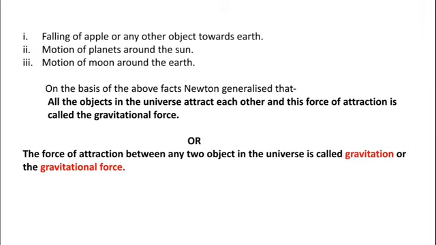So students, it is clear that there is force of attraction between every two objects in the universe. But what will be the magnitude of this force? What will be the force between two objects of masses m1 and m2 which are separated at a distance r from each other? So in order to evaluate this force, Newton put forward a law which is known as universal law of gravitation. Now students, we will see what is universal law of gravitation.